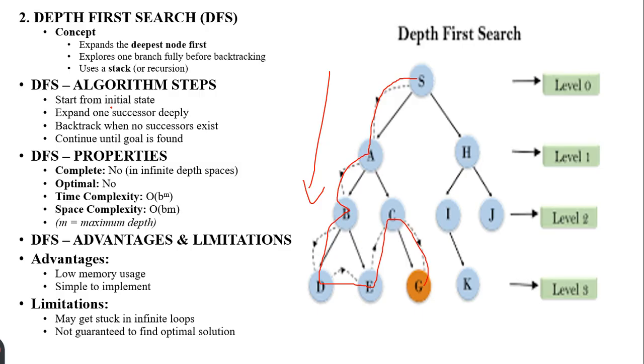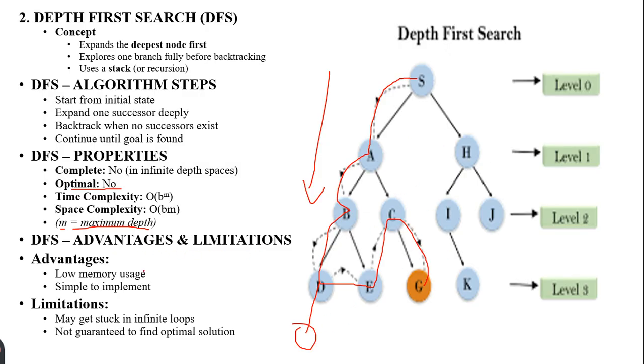Next, in the properties: complete? No, it will not be complete because the space is of infinite depth. Optimal? We have no here. Time complexity is order of b^m, and state space complexity is order of b^m, where m is the maximum depth. So if there are a large number of goals, it will go there. It will be avoided in some areas.